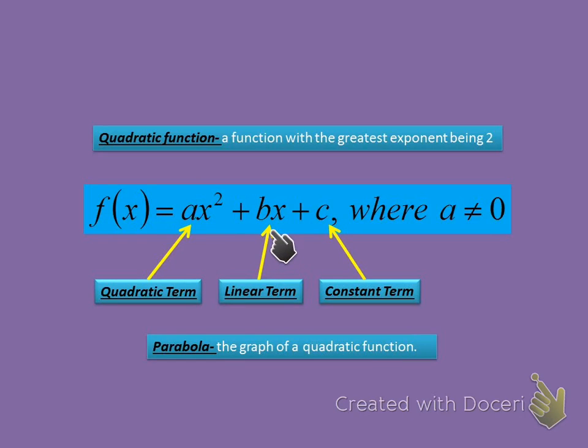Sometimes, occasionally, your bx term, your linear term, will be missing. Occasionally, your constant will be missing. But your ax squared term will always be there because otherwise, it's not a quadratic. It's a linear. So basically, instead of having y equals mx plus b, or f of x equals mx plus b, you now have three parts: ax squared, bx, and c. Make sure you know the names of these terms. Quadratic, linear, constant. Make sure you know that.